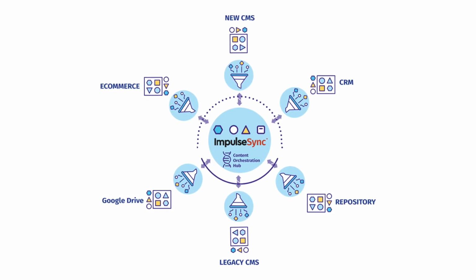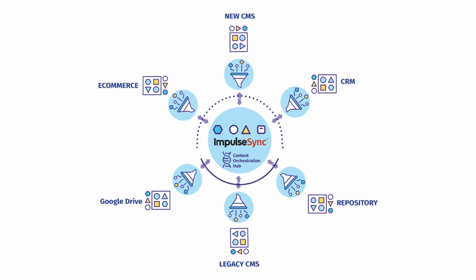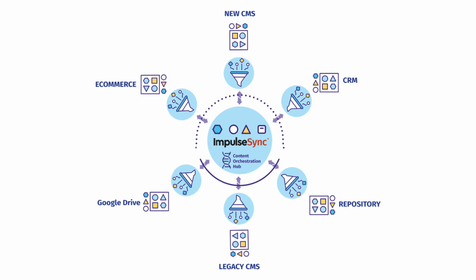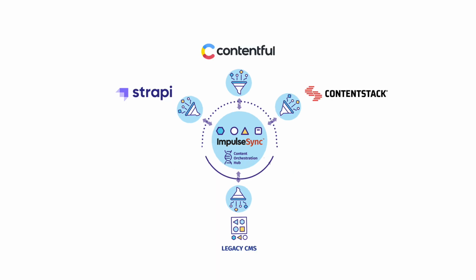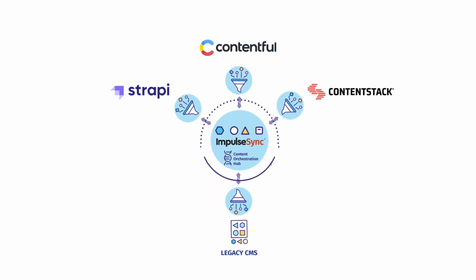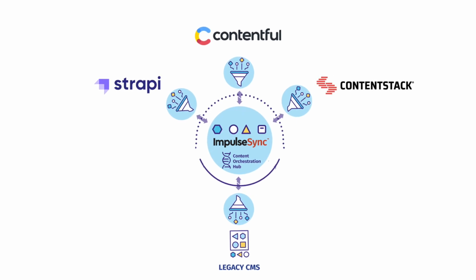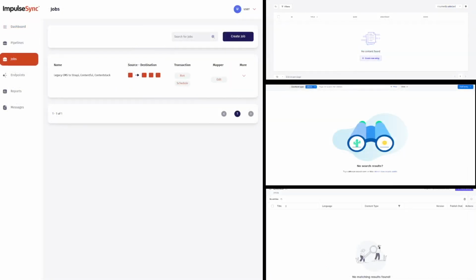Now I'm going to show how ImpulseSync can easily extract content from any source and deliver it perfectly to any application, no matter the format, schema, or information architecture. And we're going to be demonstrating that today by going from one legacy CMS to 3 different CMSs. Let's get started. First, we're going to run this job.